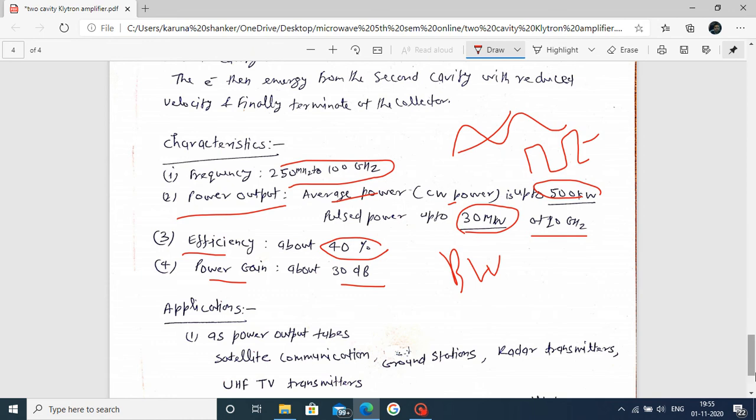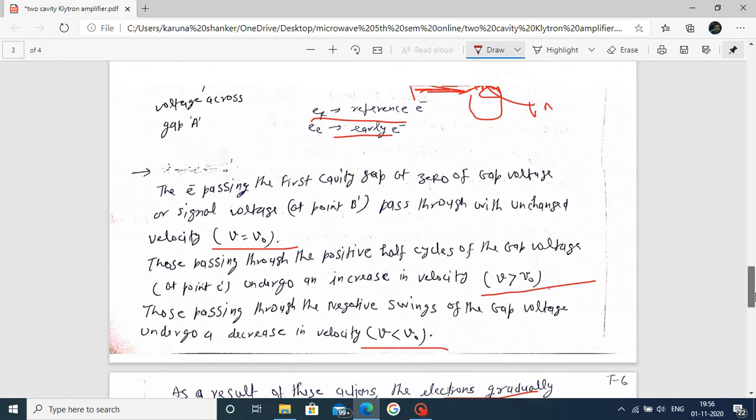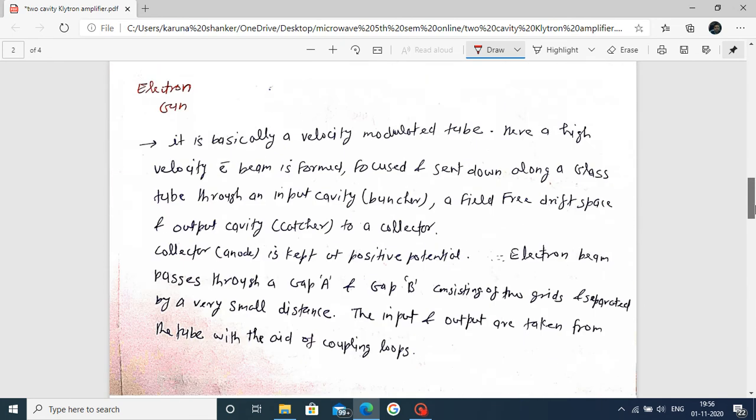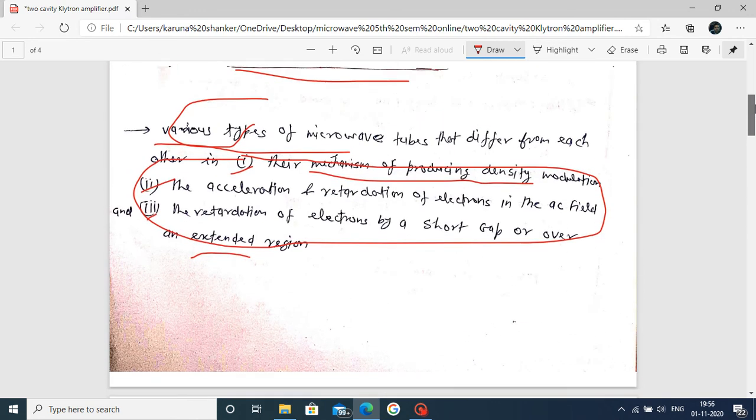Now next one, what is the application. The application is that it produces output power. When we consider output power production, we use it in satellite communication. Generally, in the ground station we use the two cavity klystron, in the radar transmitter we use it, and in the TV transmitter in the high frequency ranges there is also a two cavity klystron. Also, the two cavity klystron is used as an oscillator. These are the two cavity klystron, its working and construction. This is the construction, and there are the applications and properties.